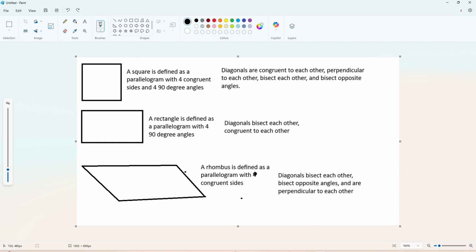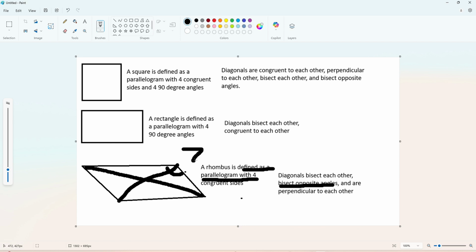Finally, we move on to a rhombus. A rhombus is defined as a parallelogram with four congruent sides. 1, 2, 3, and 4. Their diagonals bisect each other. They also bisect opposite angles. Now, like the square, if this angle is 70 degrees, this means that this part will be 35 degrees. This part will also be 35 degrees.